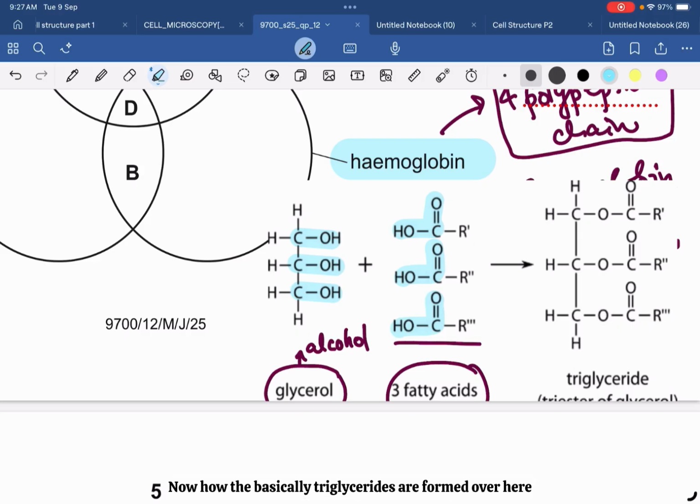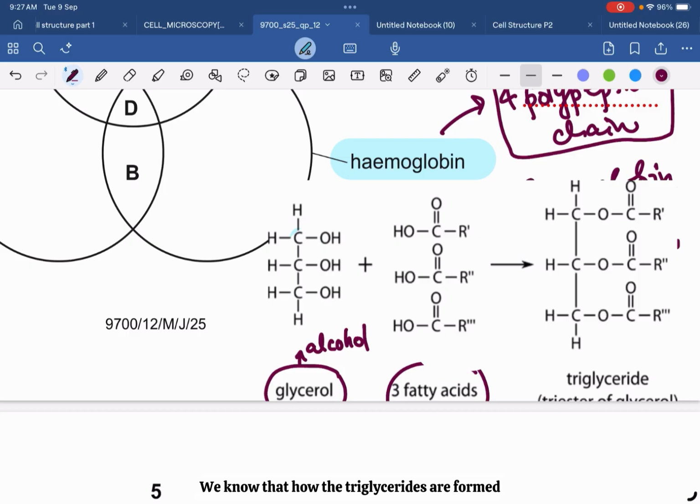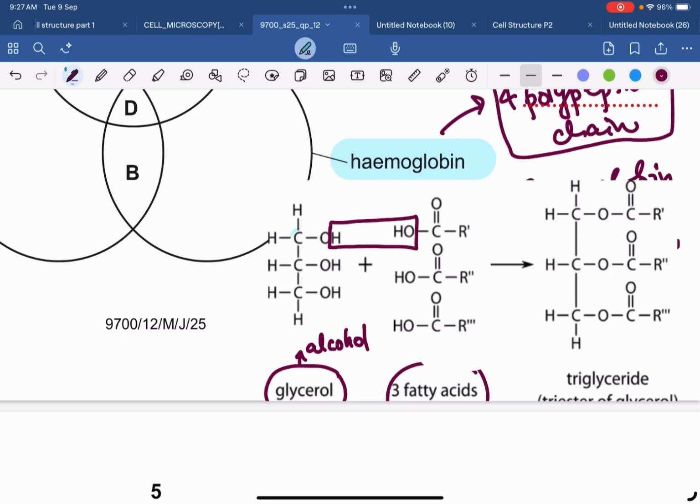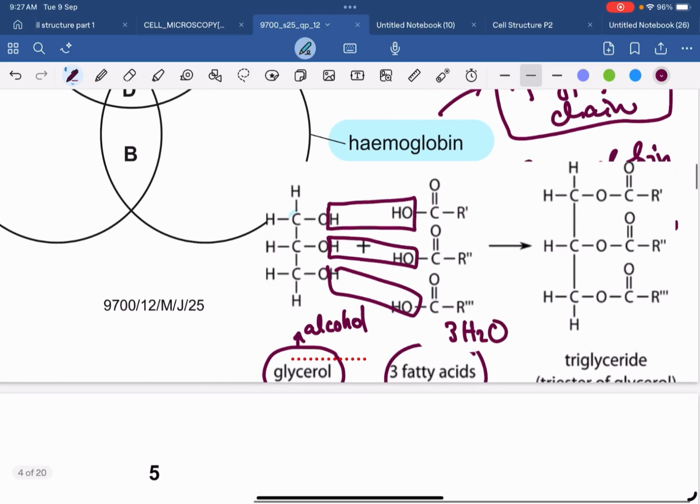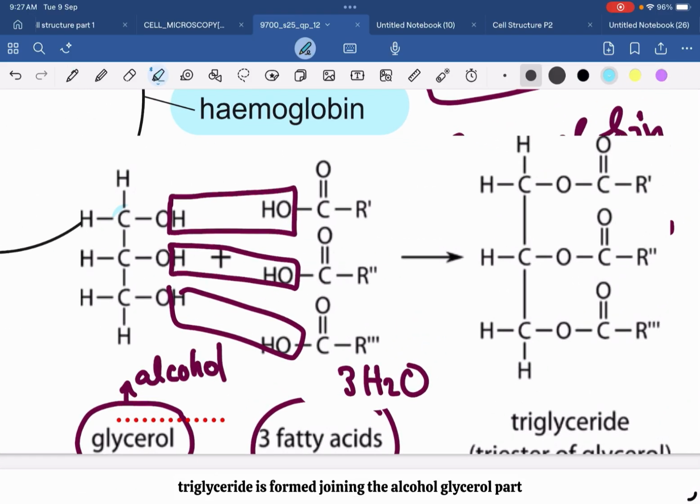triglycerides. Now we know how the triglycerides are formed. The H from the alcoholic group and the OH from the carboxylic acid group from the fatty acids is removed, right? H from the alcohol and OH from the carboxylic acid group is removed, and the three molecules of H2O water have been eliminated over here, and then the triglyceride is formed joining the alcohol glycerol part and the fatty acid part.